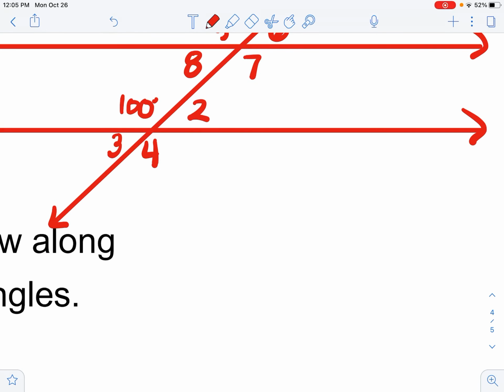Okay. So, I was going to say who can tell me, but there's no one here with me. But I would ask in class, who can tell me an angle that they know? Hopefully you would say, oh, there's vertical angles. I know that angle 4 has to be 100 degrees also.